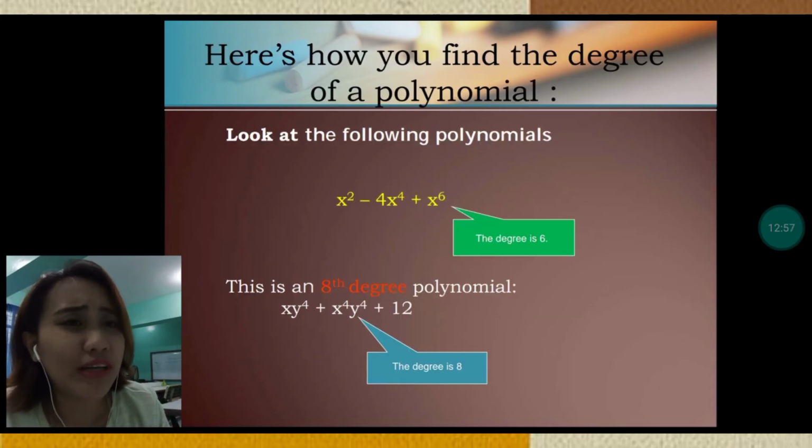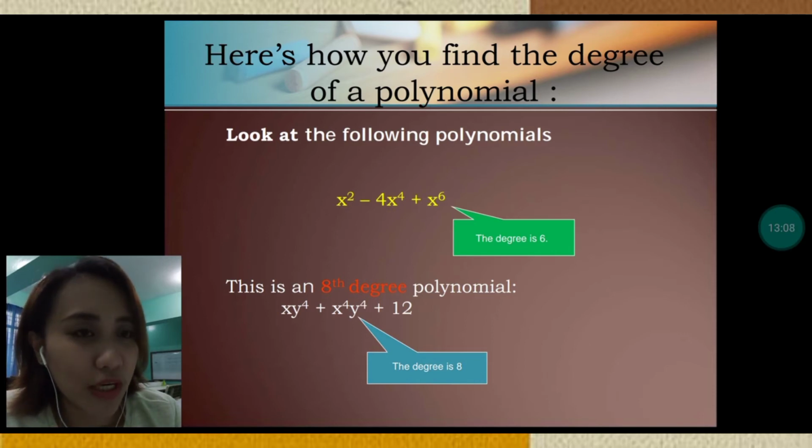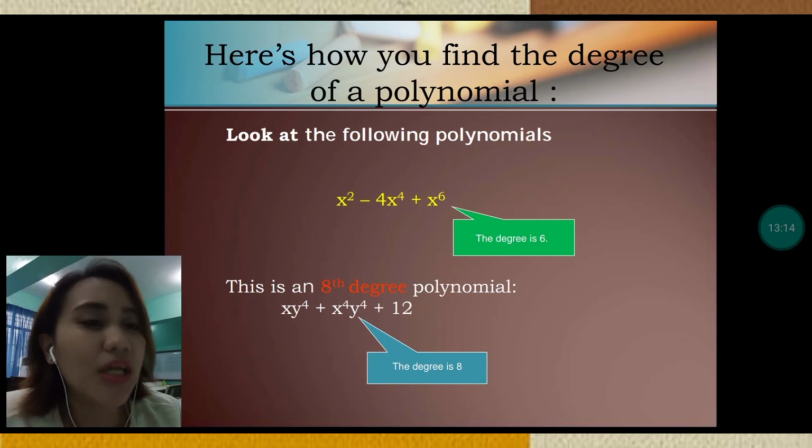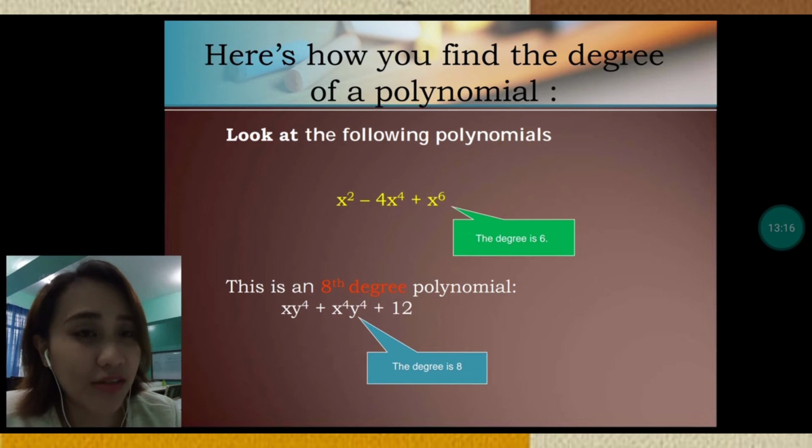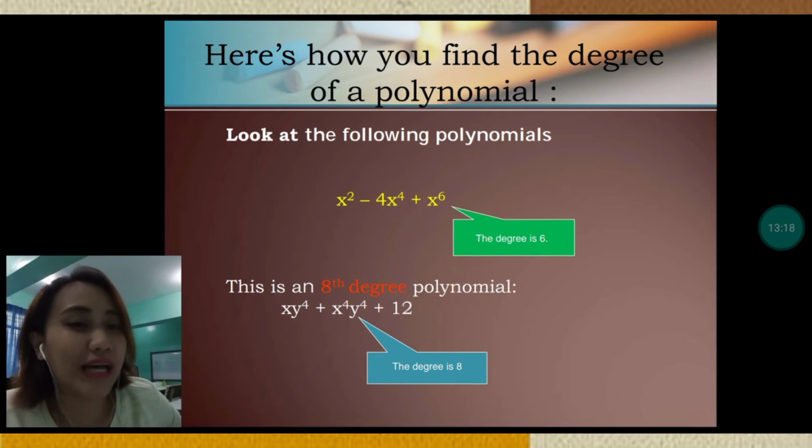So here's how you find the degree of a polynomial. Look at the following polynomials. Look at the yellow example. That's x squared minus 4x to the 4th plus x to the 6th power. So the degree of the whole polynomial is 6, because the highest exponent is 6.